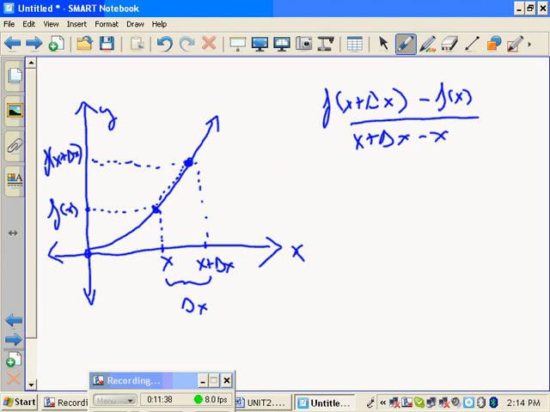Okay. But what is that? What is x plus delta x minus x? That's just delta x. Okay. So we're going to say that that's the slope of the secant line, right? Let me simplify it a little bit.